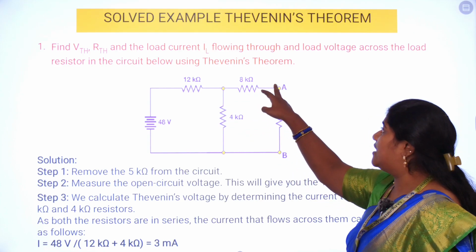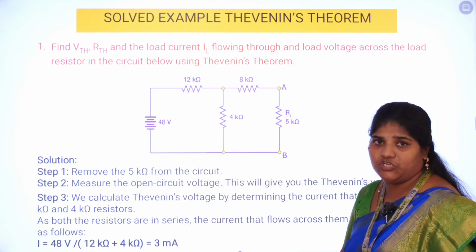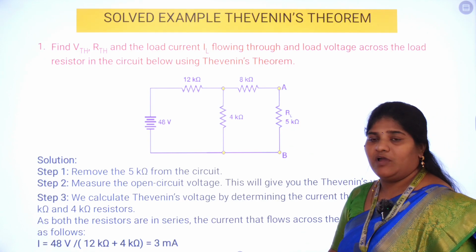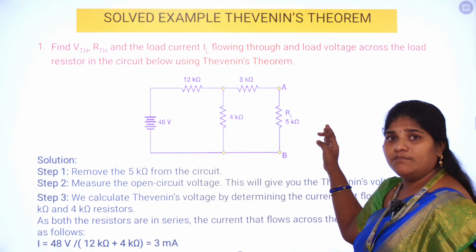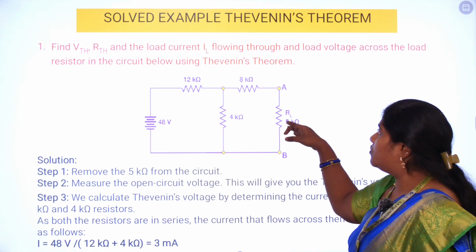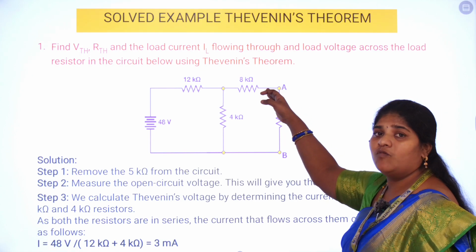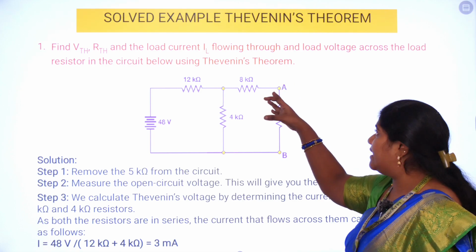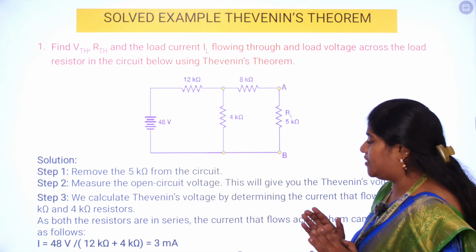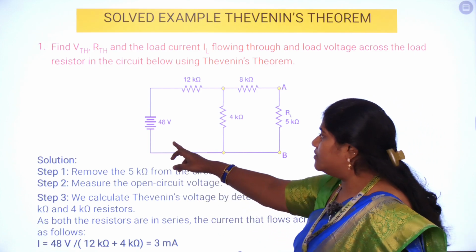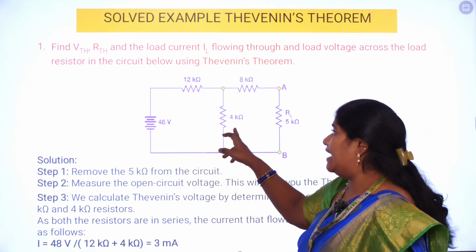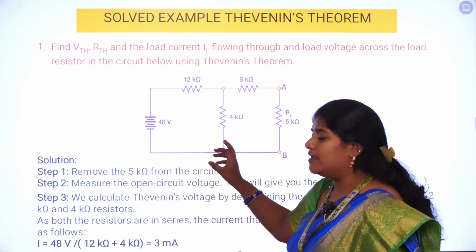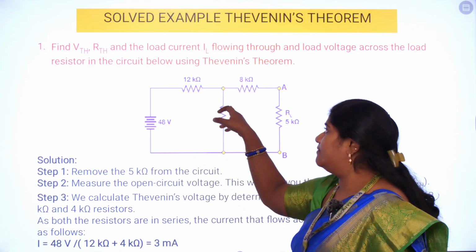And since this 8 kilo ohm is connected to the open circuited region, the effect of this 8 kilo ohm becomes 0. So after removing this 5 kilo ohm, this place becomes open circuited. So the effect of this 8 kilo ohm is negligible. So we can easily remove it, we cannot take into account the effect of 8 kilo ohm. So our circuit is only restricted to this 48 volt, 12K and 4K. So this becomes a simple circuit, a loop, right? Actually a loop is formed with voltage and resistor.